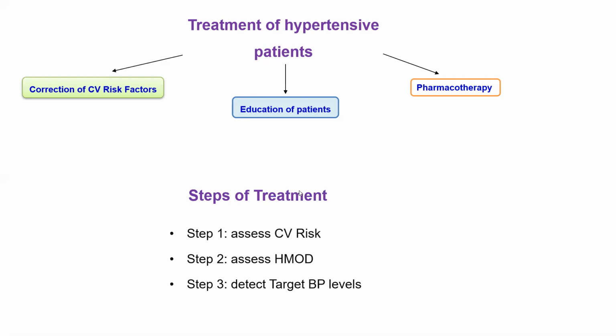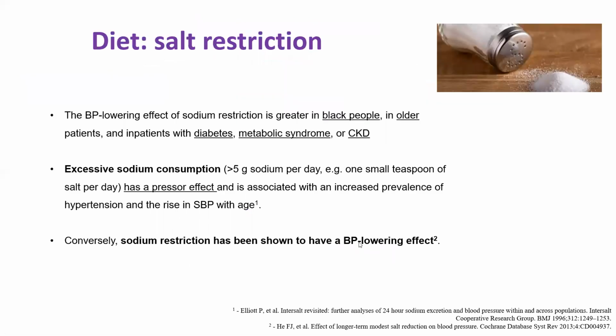As for the steps of treatment, we use a step-by-step approach. Step number 1, we assess cardiovascular risk factors. Second step, we assess hypertension-mediated organ damage. And third step, we determine target levels of blood pressure in different patients.